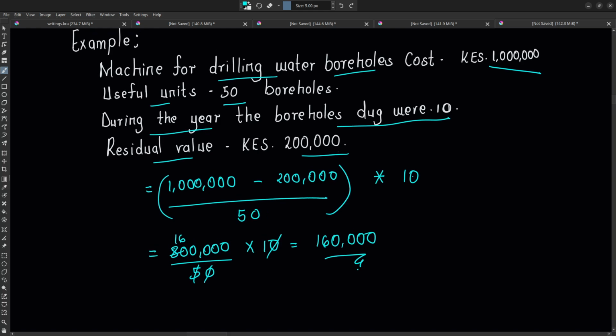Stick around as we are going to discuss further how depreciation affects profit, how it affects the balance sheet and the statement of profit or loss, and why it is very key in terms of accrual accounting, because we need to match revenue to expenses.